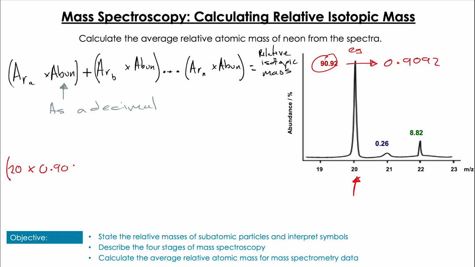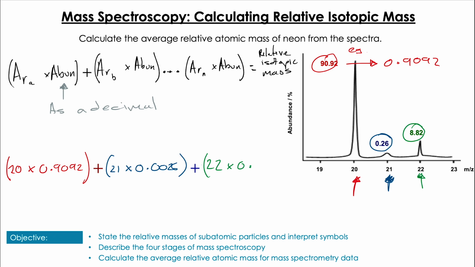So what does this look like? Well, we get 20 multiplied by our percentage that's already been converted here. We've got 0.26 for our 21, so we're going to do 0.0026. For our last one, we've got 8.82%, so that's going to become 0.0882. Add all those together and we get 20.18, which means that the relative isotopic mass is 20.18, which is what is on the periodic table.